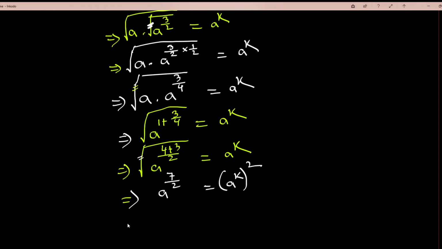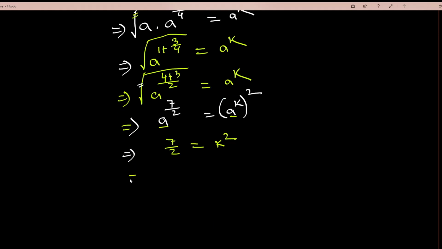We can write this. So look, here a and a, the bases are equal, so we can write 7 divided by 2 equals k square, okay. So if we take the square root of this one, we will get root of 7 divided by 2 equals k, or we can write like this, k equals 7 divided by 2 to the power 1 by 2, okay. This is an answer.